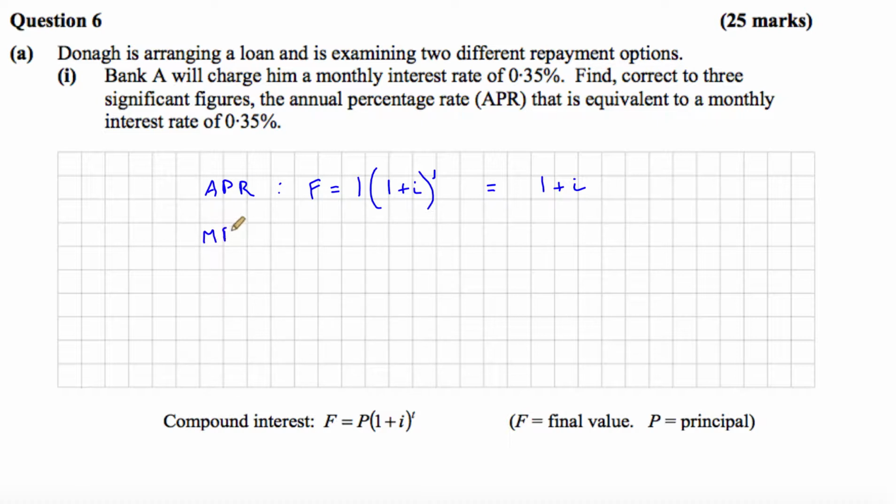So if I now look at this for the monthly percentage rate, I've got F equal to, same principal again, (1 plus my i value for the monthly percentage rate). The monthly rate is 0.35%. Now 0.35% as a decimal, you divide by 100, so that's 0.0035. And my time is going to be 12 because there are 12 months in 1 year. So when I put all of this into my calculator, it gives me an answer of 1.042818.